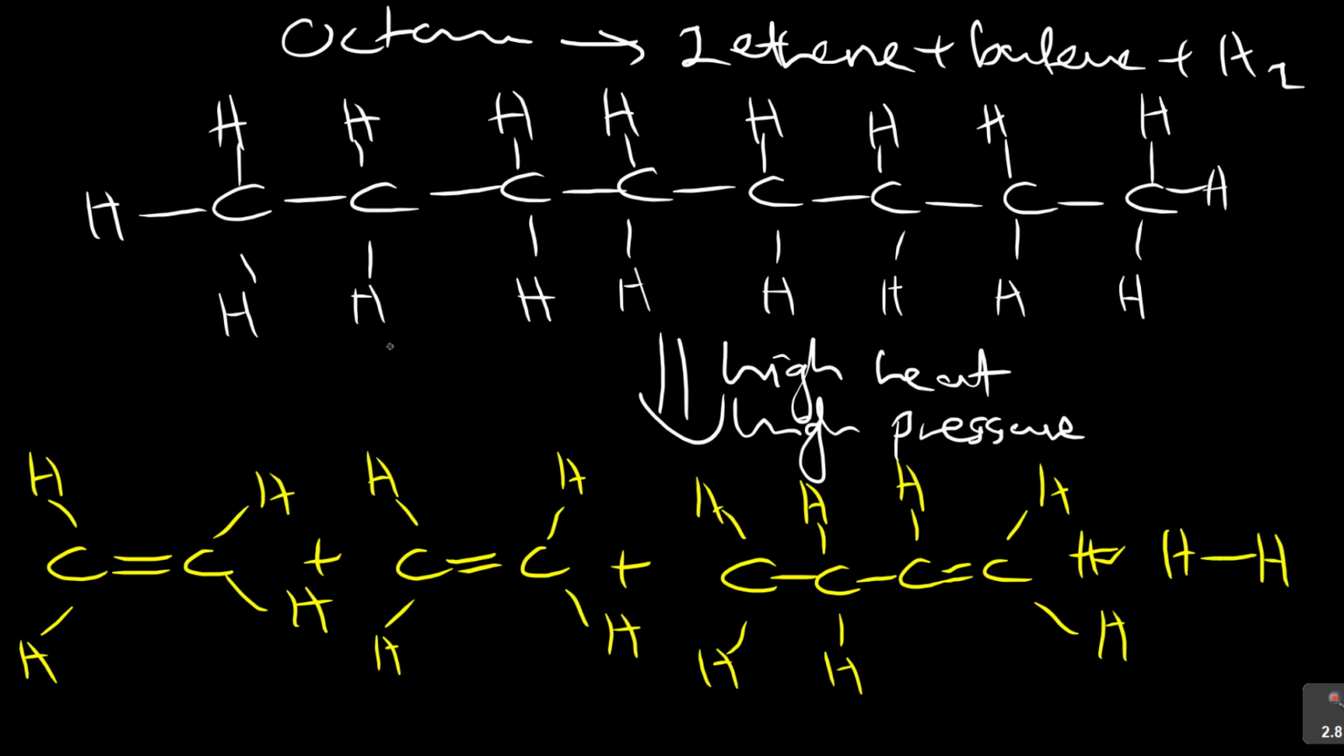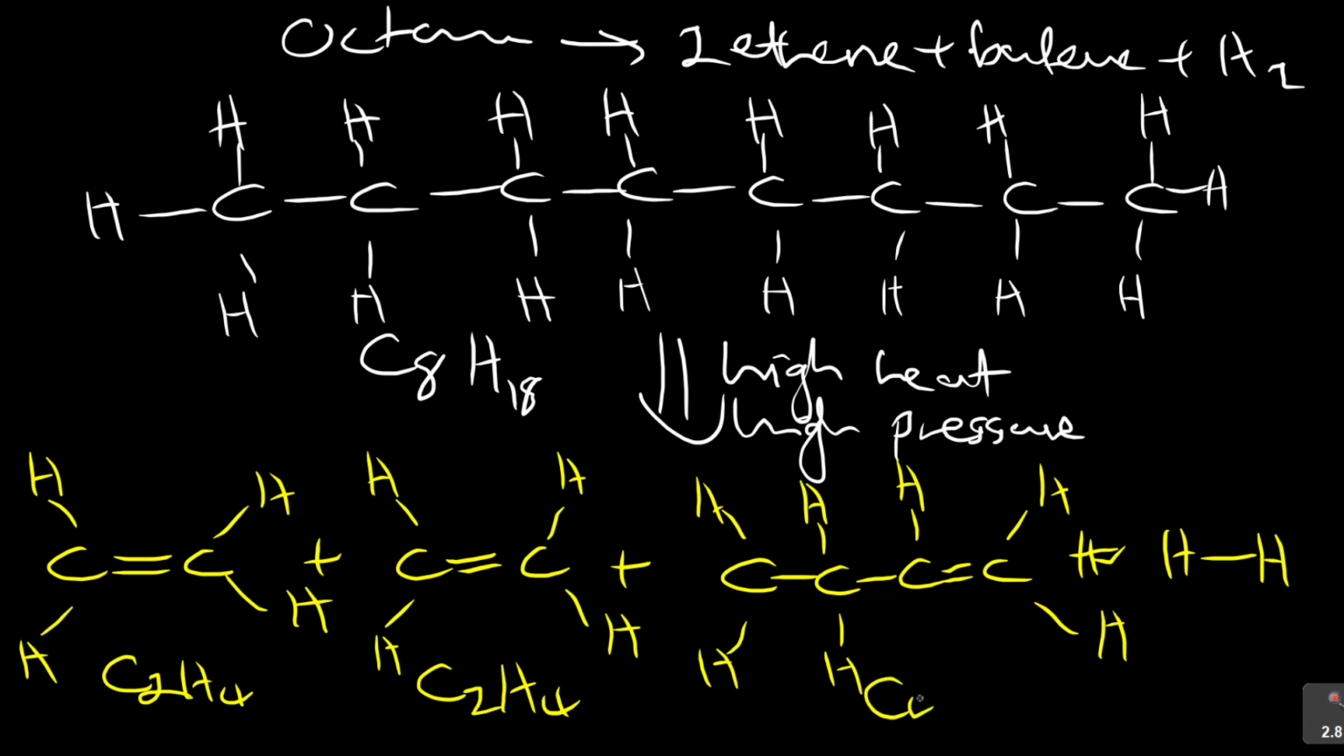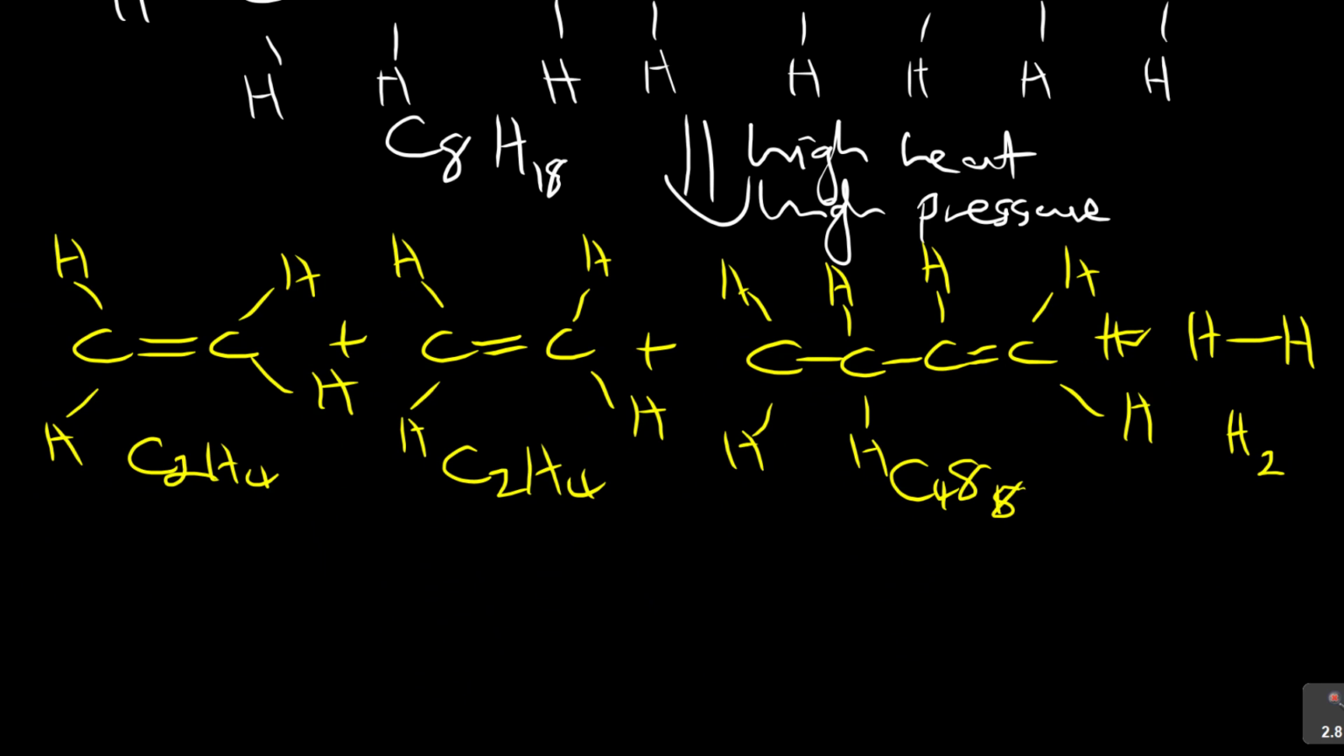Now let's look at the formulas. The first one is C8H what? You can count that. 8 times 2 is 16, plus 2 is 18. 1 2 3 4 5 6 7 8 9 10 11 12 13 14 15. It's 18. Now let's look at this one. Here the first one is C2H4, C2H4, C4H8 and H2 here. So let's count how many carbons. It's 2, 4 plus 4, it's 8, which is C8. How many hydrogens? 4, 8, 16, 17, 18, H18. See that it does balance.